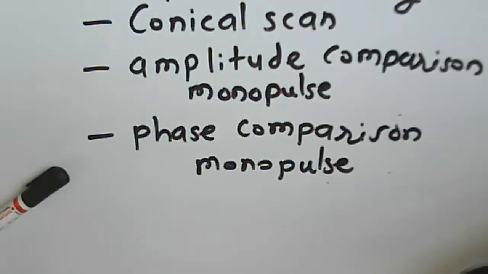Some radars are called three-dimensional search radars. They provide three-dimensional data, that is the azimuth, elevation and range data. Some radars are called 2D search radars, in which they provide the information in terms of azimuth and range. Mostly the tracking radars are used for range tracking, velocity tracking and angle tracking. That's all about tracking radar.